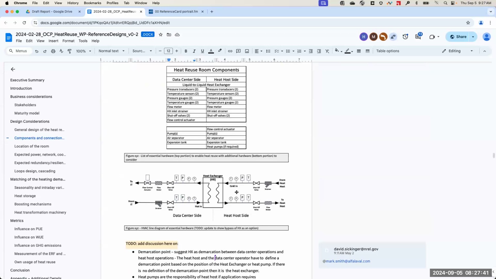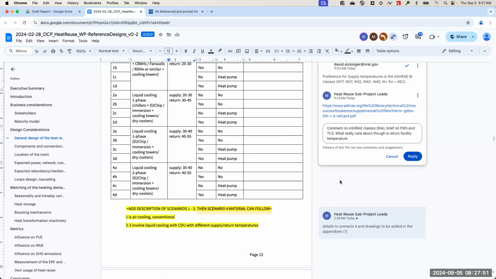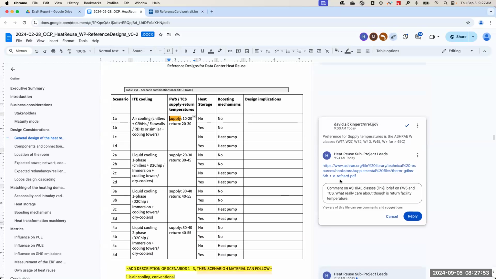Isn't ASHRAE's facility water the final heat rejection from the system, which we're now replacing with the heat reuse? Functionally, yeah. It's the supply temperature to really the servers. I think what we're really concerned with for heat reuse is what the ITE required supply and return temperatures are, because that's the source of the heat for reuse. I don't think we should get bogged down with the ASHRAE definitions, because I think that's just a little confusing.